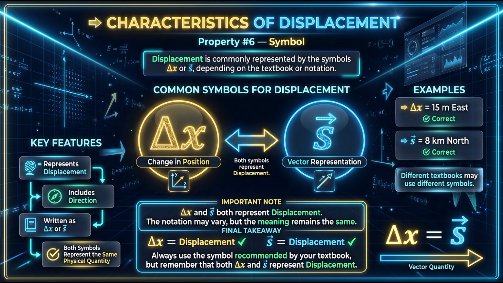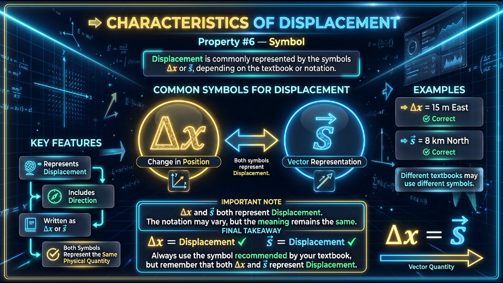For example, suppose an object moves 15 meters east from its starting position. This displacement can be written as Δx equals 15 m east. Another textbook may write the same displacement as Δs equals 15 m east. Although the symbols are different, the meaning is exactly the same. Both statements describe a displacement of 15 meters toward the east. Similarly, if a car ends up 8 kilometers north of its starting point, one book may write Δx equals 8 km north, while another may write Δs equals 8 km north.